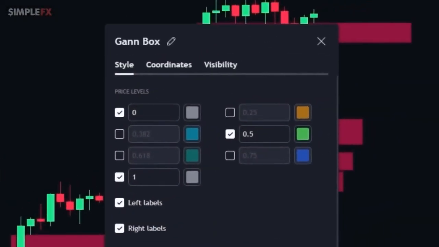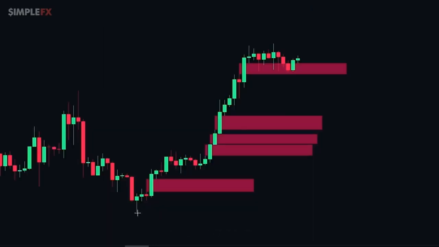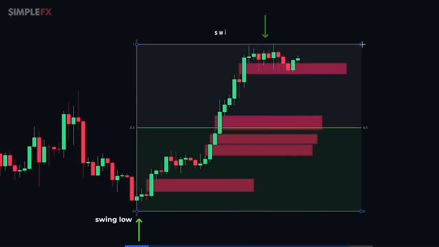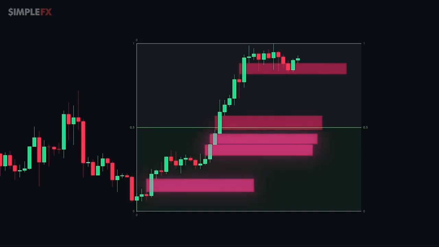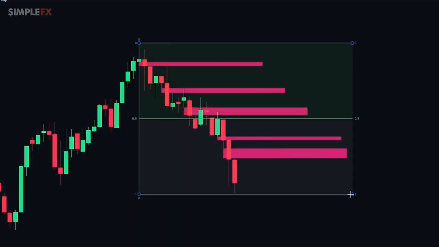You then go to Settings and set the price levels to 0, 0.5, and 1. To use the tool, you drag it from the swing low to the swing high of the movement that contains multiple fair value gaps. This line in the middle separates the fair value gaps, and you should only focus on the gaps located on the bottom area and ignore the ones on the upper area. Same thing for shorts. Drag the tool from the swing high to the swing low, and only focus on the gaps located on the top area.